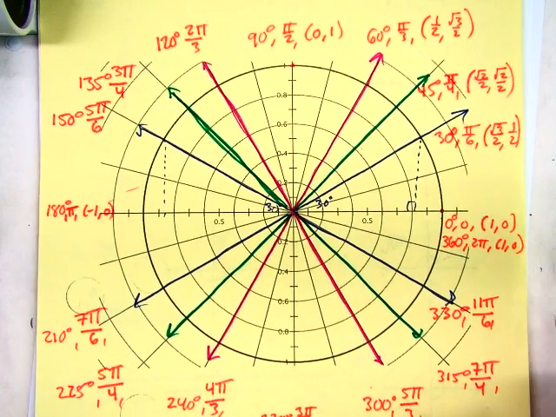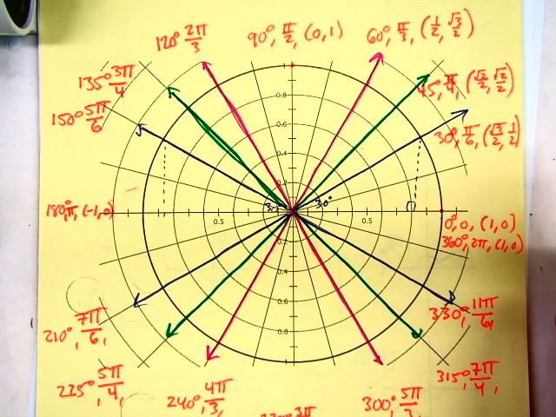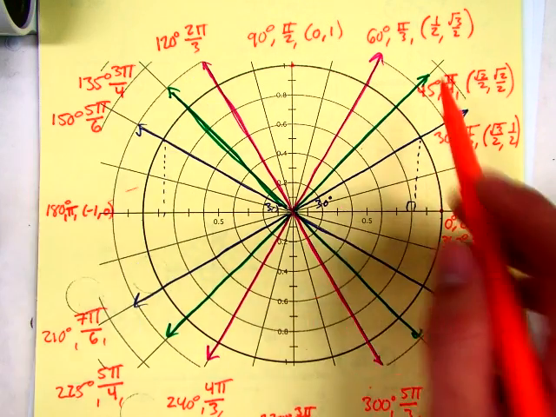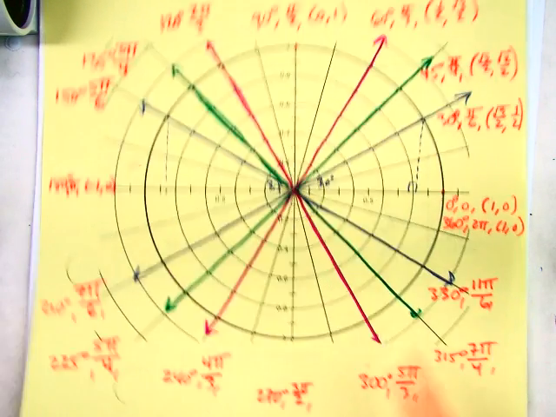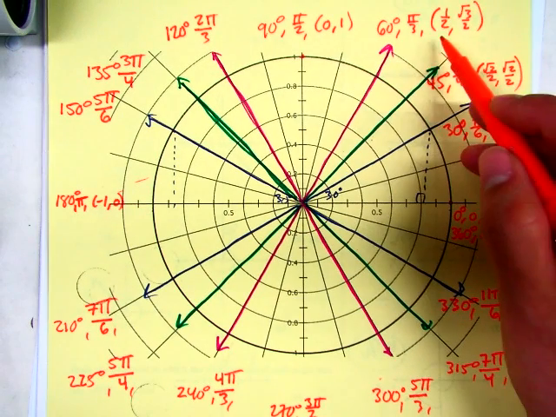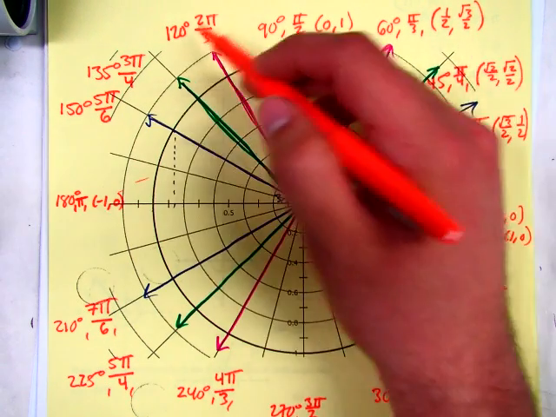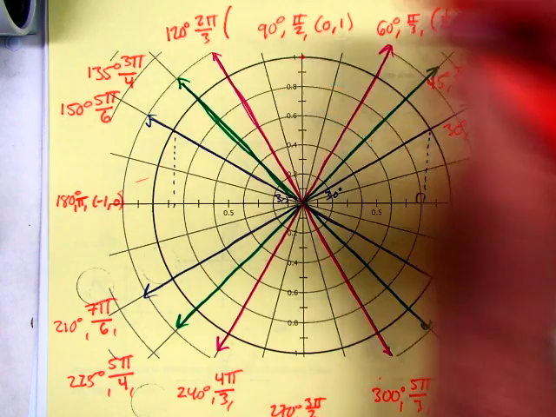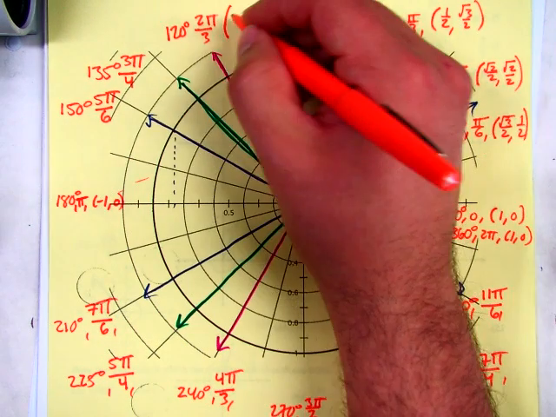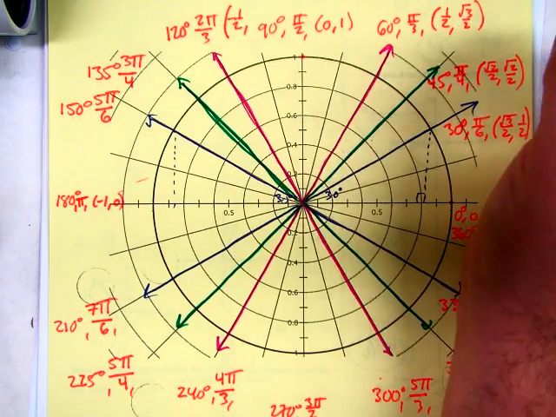I'll give you a minute or two to do that. They're all going to match. Anything with a 3 on the bottom is going to have a half and root 3 over 2 for the x and y. The only difference is over here at 2 pi over 3, what are the coordinates going to be? Negative a half and root 3 over 2.